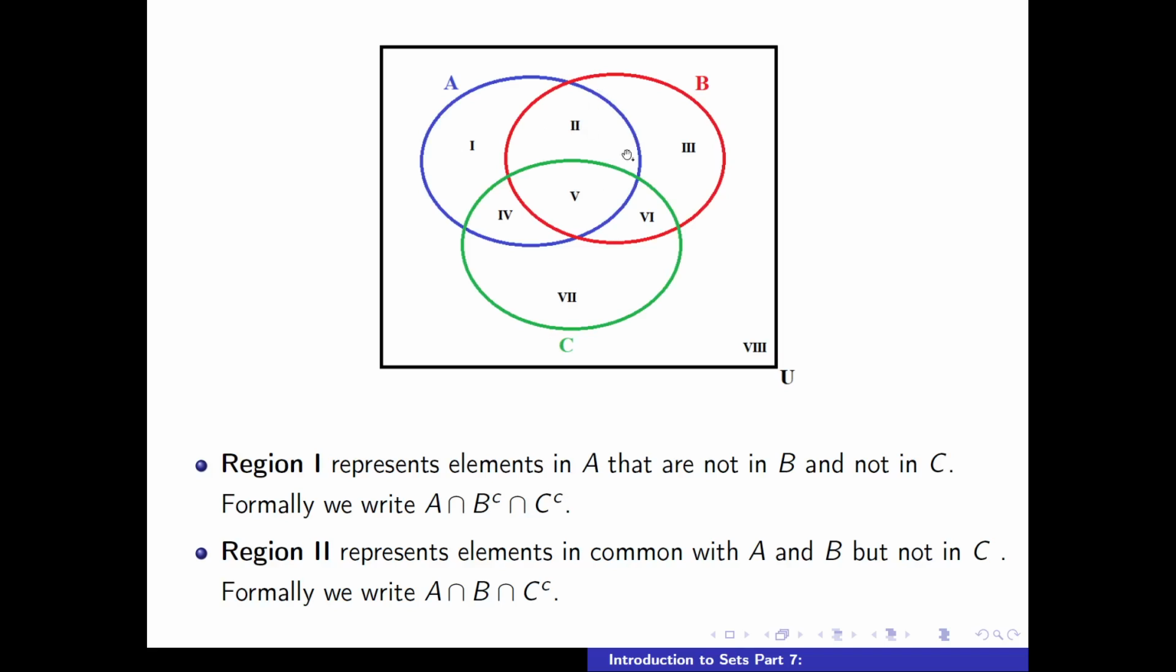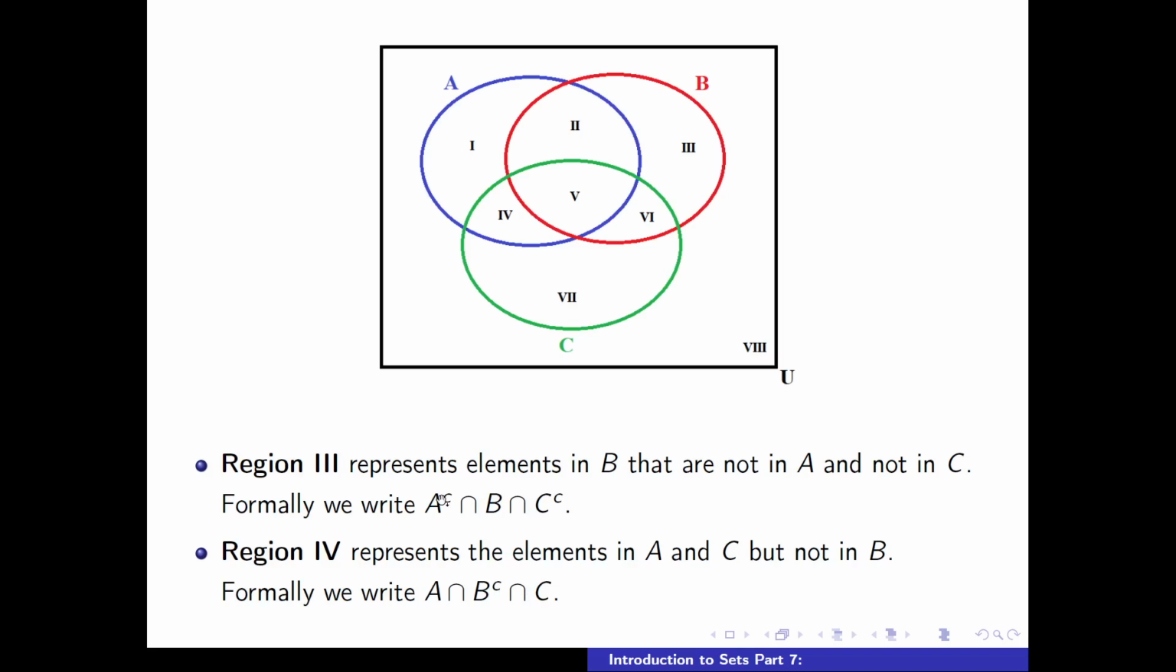Region 2, notice this is inside the overlap of B and A, but it's outside of C. So this is what's shared by A and B, but is outside of the set C. And we write that as A intersect B intersect the complement of C, or we can read it as elements in A and B and not in C.